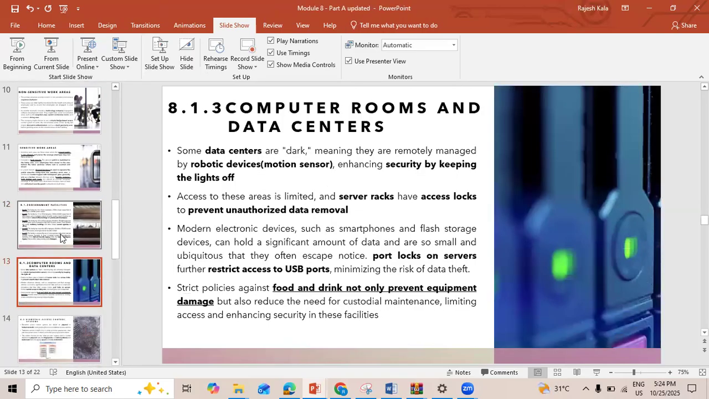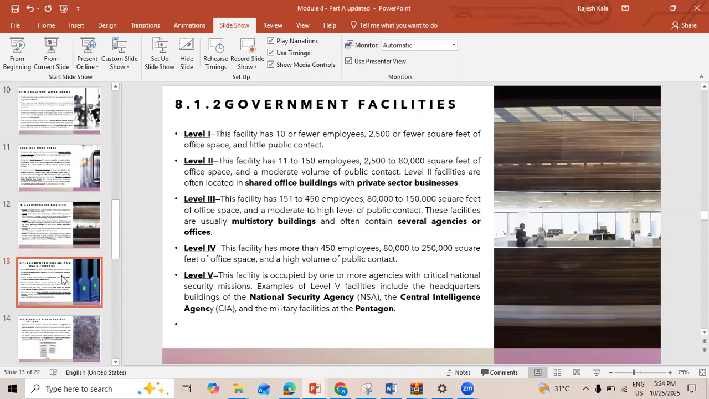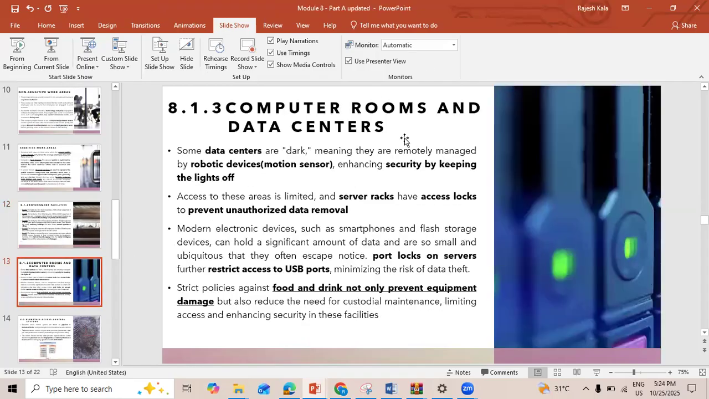Then computer rooms and data centers. How do you protect the computer rooms? How do you protect the data centers? First thing, usually some data centers are dark, so the lights are turned off. Whenever someone enters, there will be a motion sensor, and based on the motion detected by the motion sensor, the lights are turned on. Usually it is turned off.